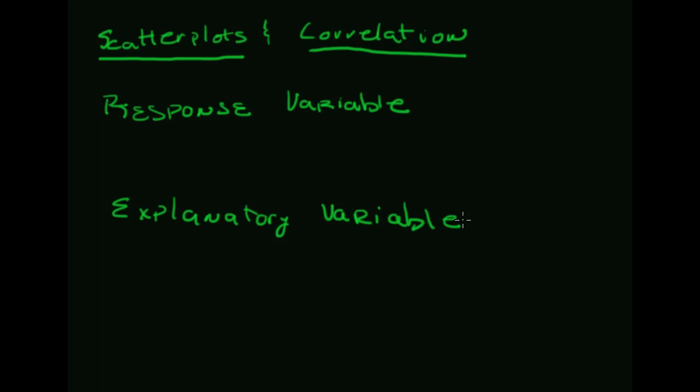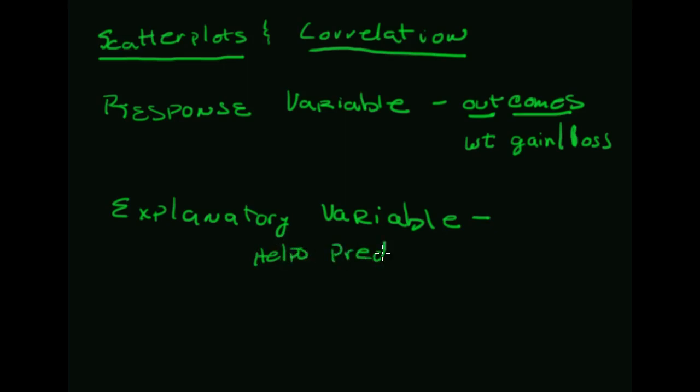So the response variable measures outcomes. Like, I don't know, weight gain or loss could be an outcome of a study, right? So that is an outcome. Excuse me. The explanatory variable would be basically something that helps predict or explain the outcome.